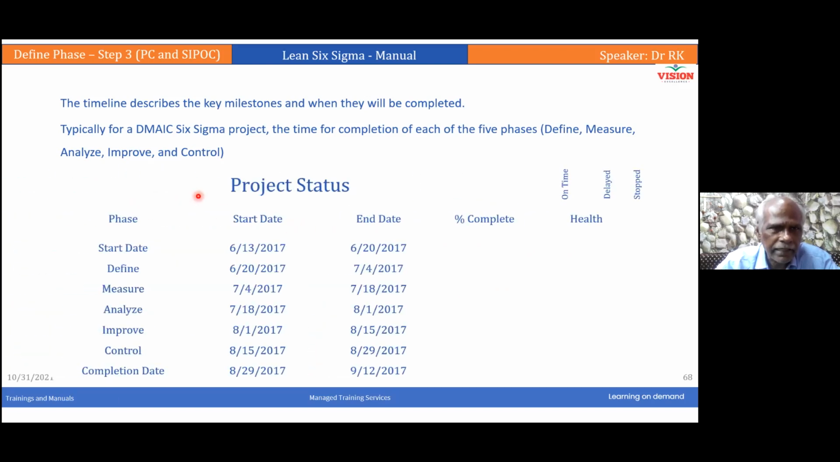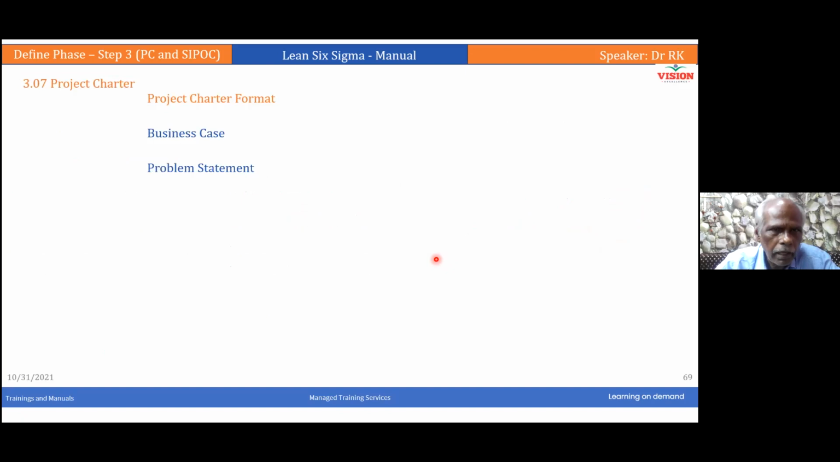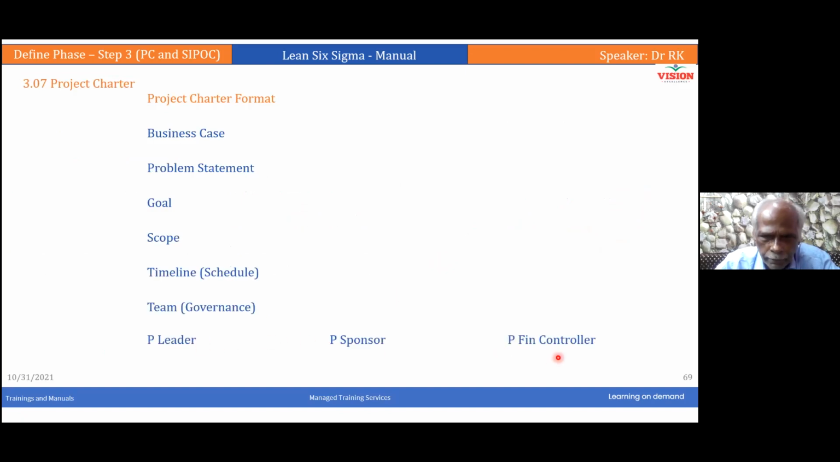Now, project status, timeline. This timeline is, as you all know, a Gantt chart or whatever it may be, and health should be given here: on time, delayed, or stopped, right? This is the health of the project. And the charter format, as I told you, this is one. Underneath, everybody has to sign.